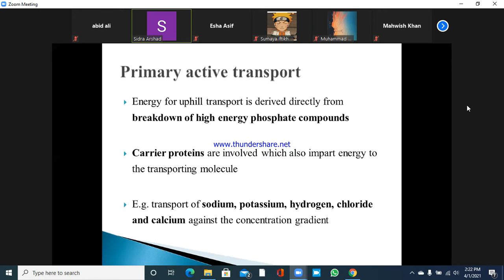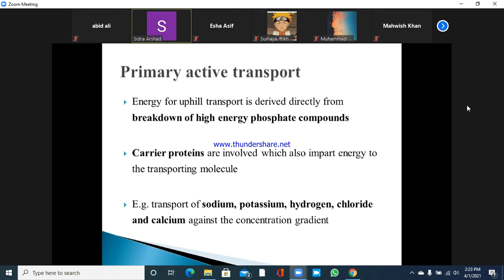So in primary active transport, energy for the uphill movement of ions or molecules directly comes from the breakdown of high energy phosphate compounds. Now, I hope all of you know that adenosine triphosphate has 3 high energy phosphate bonds attached to it. And by breakdown of every phosphate bond, a high amount of energy is released. So, these phosphate bonds break down to cause the uphill movement of ions.